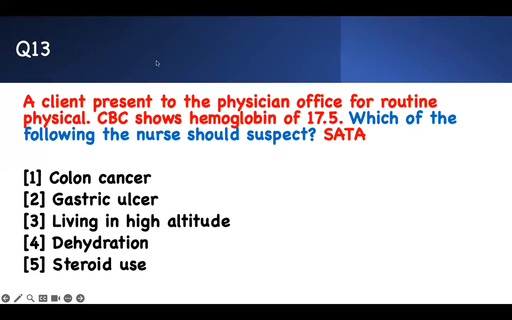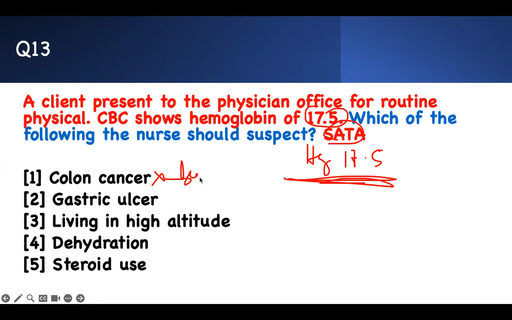Number 13. Select all that apply. The client presents to the physician's office for a routine physical. The CBC shows a hemoglobin of 17.5. Which of the following should the nurse suspect? This is too high. What is going to increase your hemoglobin to be too high? Colon cancer, you're bleeding. You have iron deficiency anemia. You're not going to have elevated hemoglobin. Gastric ulcer, this is test-taking strategy. You're bleeding. Your hemoglobin is not going to be that high.